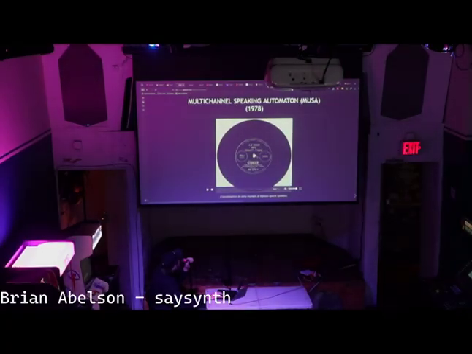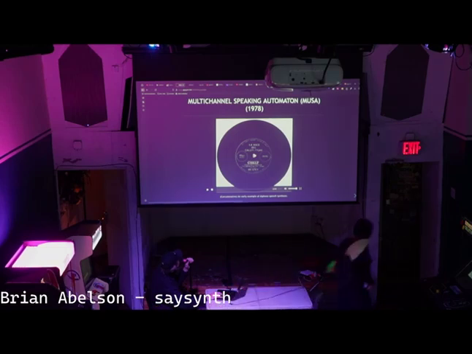So getting further along, this is an example from Italy of what's called a diphone speech synthesizer. They press this to vinyl, which is cool.